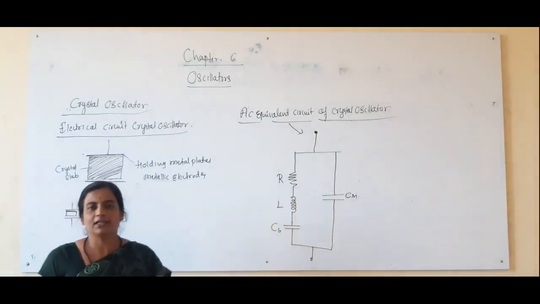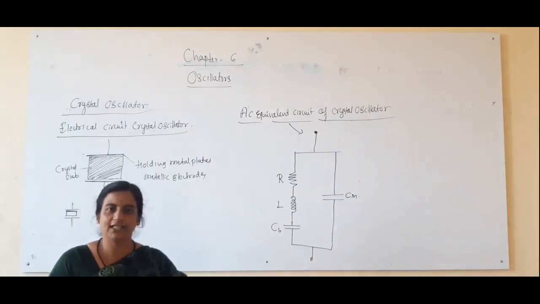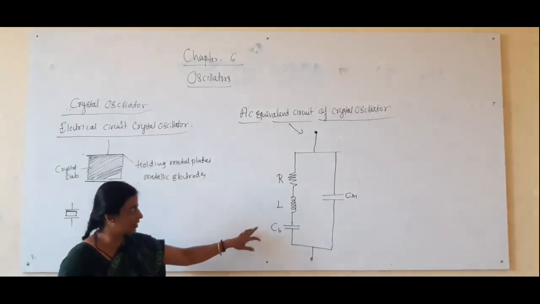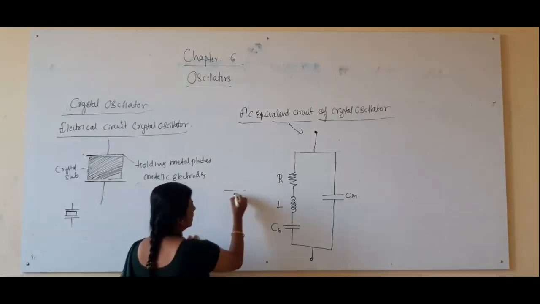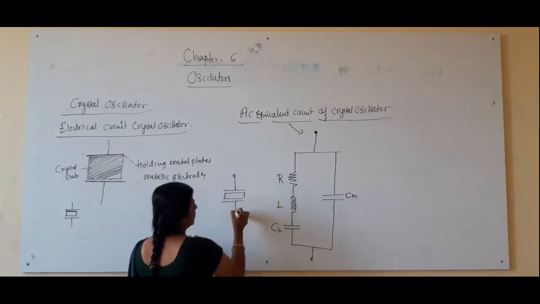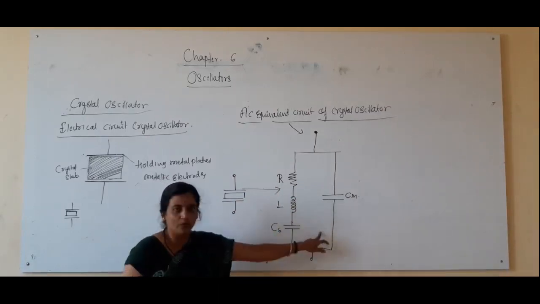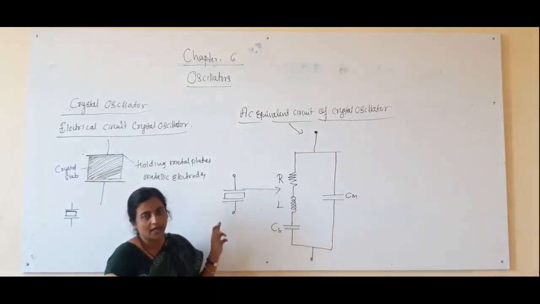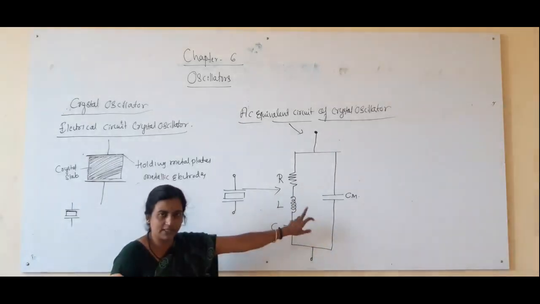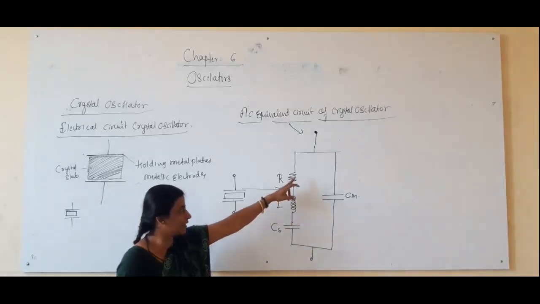Whenever this crystal is going to be used in our oscillator circuit, electrically it works like this AC equivalent circuit. This is the crystal's equivalent circuitry. Whenever we connect an AC voltage across the crystal, it operates like an AC equivalent circuit, which consists of a series resonance circuit.